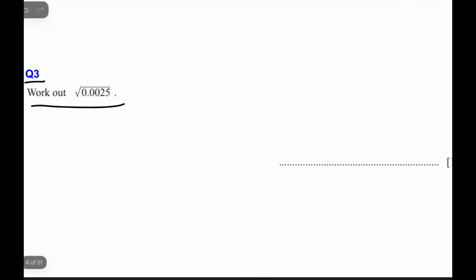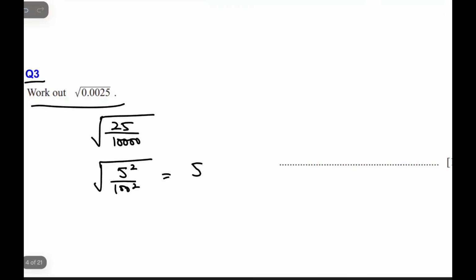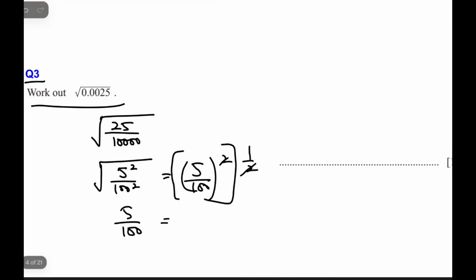Now question number 3, work out the square root of 0.0025. Now if we remove the decimal, this can be written as the square root of 25 upon 10,000. Further, 25 can be written as 5 power 2 and 10,000 can be written as 100 power 2. So this will be 5 upon 100 power 2 and the square root can be written as power 1 by 2. This cancels, we are left with 5 upon 100. So this can be written as 0.05.